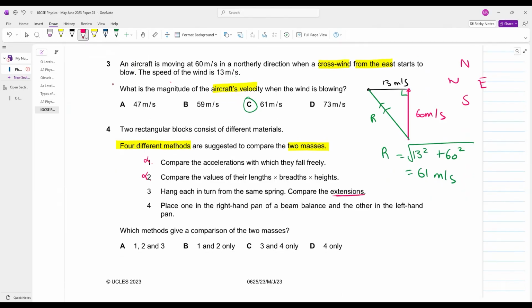Yes, that's possible. Beta, if you attach both masses to a spring, let's say this is mass x, let's say this is mass y. If you attach both of them to the springs, what will happen? You can compare the extensions and calculate their masses. Yeah, this is correct. Place one in the right hand pan of beam balance and other in the left hand pan of beam balance. Yes, beam balance is always used to measure the masses. So your fourth method is also correct. 3 and 4 will be your answer. C is your answer.